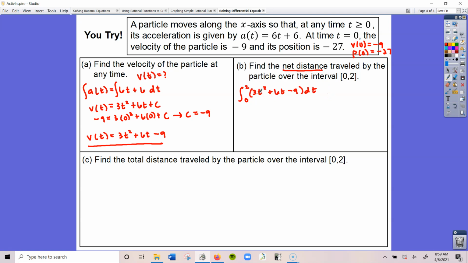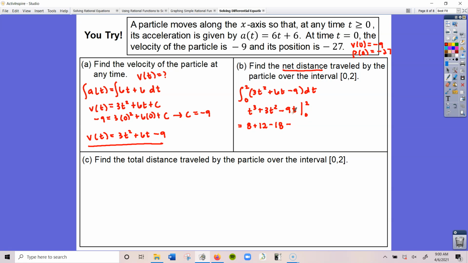So we integrate this. 3t squared would be 3t to the third over 3, so t to the third, plus 6t squared over 2, which is 3t squared, minus 9t, and we're going to evaluate that from 0 to 2. So we're going to plug in the 2. 2 to the third is 8, plus 2 squared, which is 4, times 3 is 12, minus 9 times 2, which is 18.